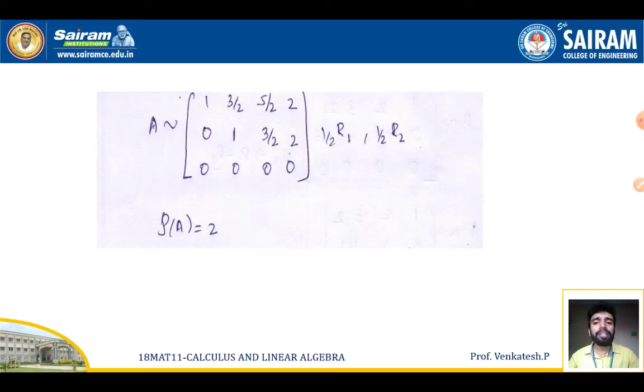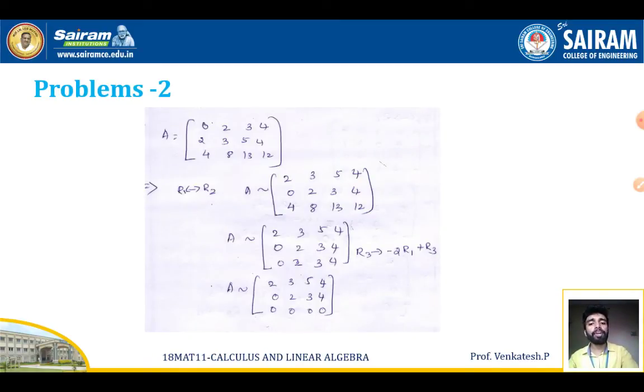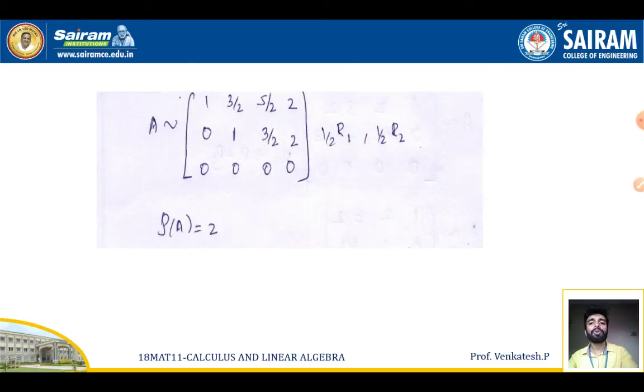So as I told, in the non-zero row, the first entry must always be 1, right? To make the first entries 1, in the previous matrix I'm going to divide the R1 row by 2 and the R2 row by 2. So I'll be getting this matrix now: 1, 3 by 2, 5 by 2, 2; 0, 1, 3 by 2, 2; 0, 0, 0. So it is an echelon form having 2 non-zero rows. Hence the rank of the matrix will be 2.